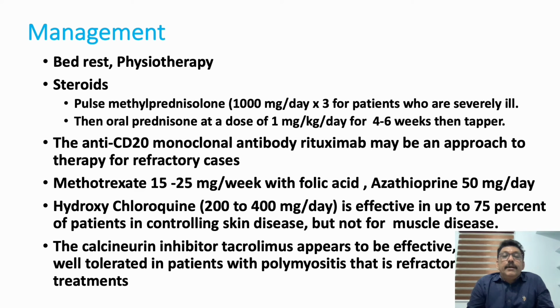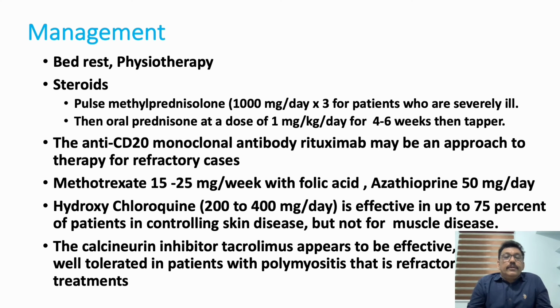themselves can produce myositis. So as soon as possible we have to taper and stop steroids, and we have to start steroid sparing agents like methotrexate, one of the important drugs which can be given for polymyositis. 15 to 25 milligram per week can be given. Along with folic acid we have to continue, because if we are not giving folic acid it can produce severe granulocytosis. So methotrexate with folic acid, that is very important. Azathioprine can be given, that is also a steroid sparing agent, 50 milligram per day can be continued.